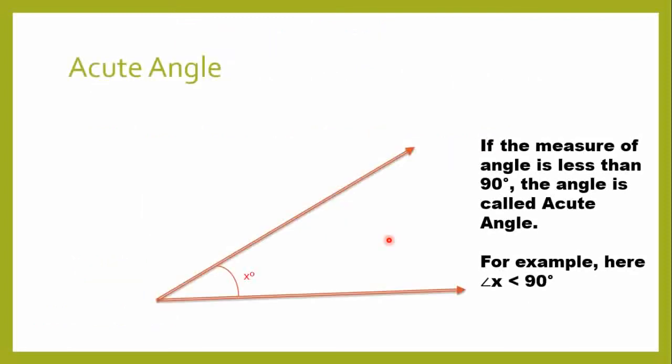So let's get started. First we will discuss acute angle. What is an acute angle? We already know that if the measure of an angle is less than 90 degrees, the angle is called an acute angle. For example, here we have an angle which is x degrees, and if we measure this x degree, it will certainly come as less than 90 degrees. So this angle will be called an acute angle, as simple as that.